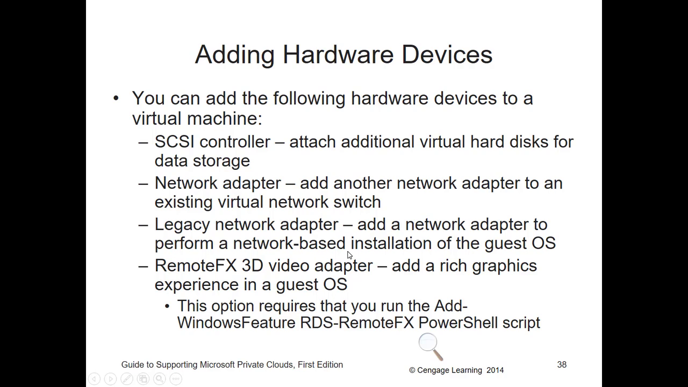Otherwise, normally we just clone a machine from our image. We can deploy it through WDS as well, over the network. Remote FX 3D video adapter, you can add that for a rich graphics experience for streaming applications and for graphic rendering as well. You can install that adapter if the physical server has that adapter, right? This option requires that you run the PowerShell command to add this Remote FX 3D adapter, right?